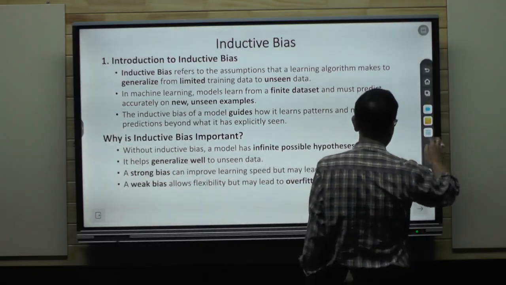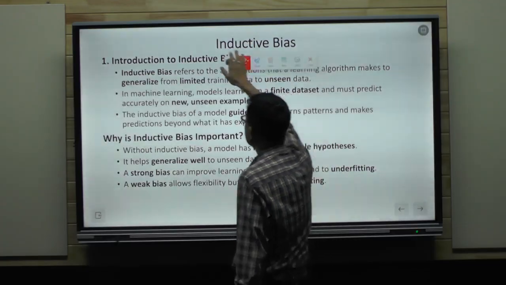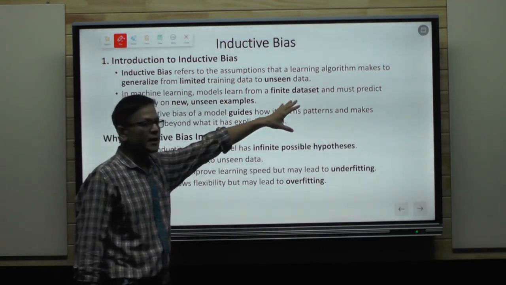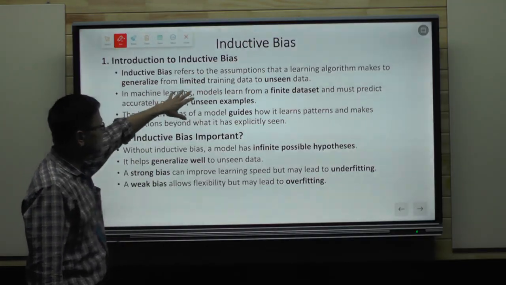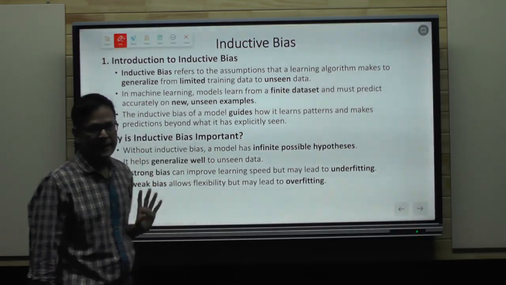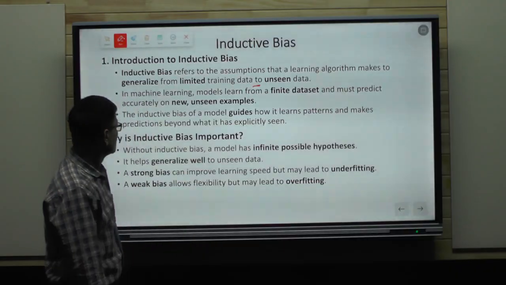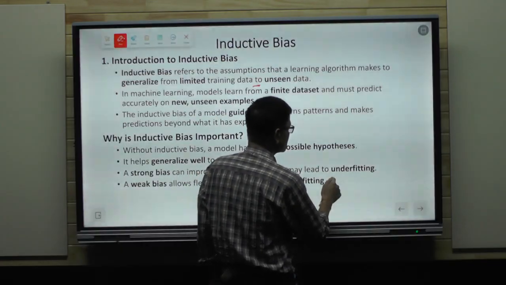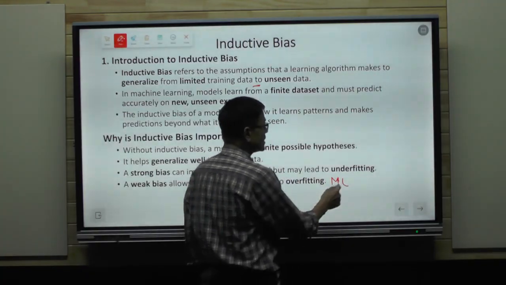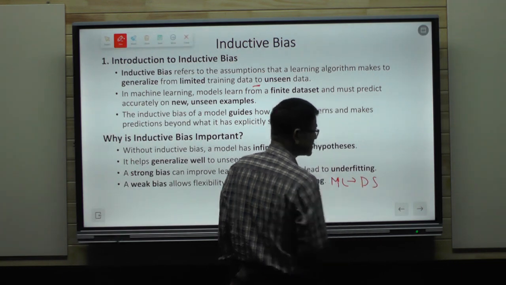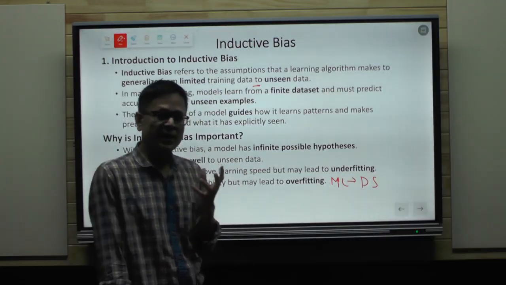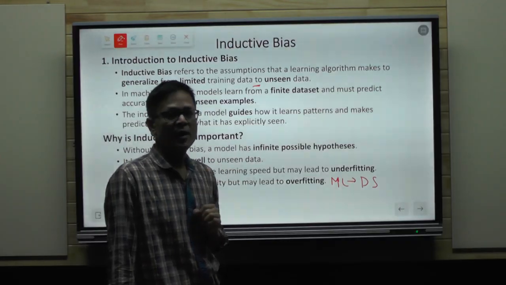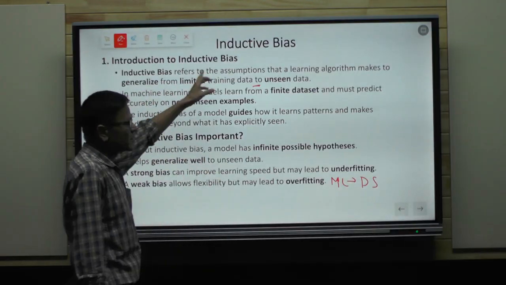Introduction to inductive bias. Inductive bias refers to the assumptions that a learning algorithm makes to generalize from a limited training data set to unseen data. Suppose you are applying an algorithm or technique of machine learning. That depends upon the data set. We want that this machine learning technique, which you have applied on this data set, should generalize so that it can cater to unforeseen data. That is why inductive bias is used.